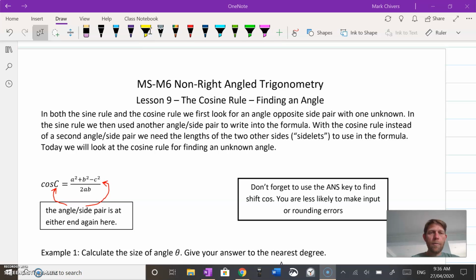Okay, so today we're going to be learning about using the cosine rule to find angles. We obviously dealt with the cosine rule for sides last lesson. And when we're using it to find angles, we get it in this form here. How does it get in that form there?